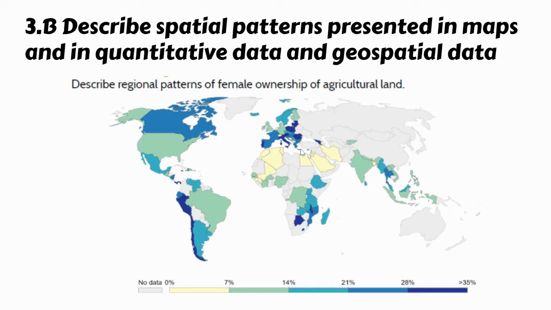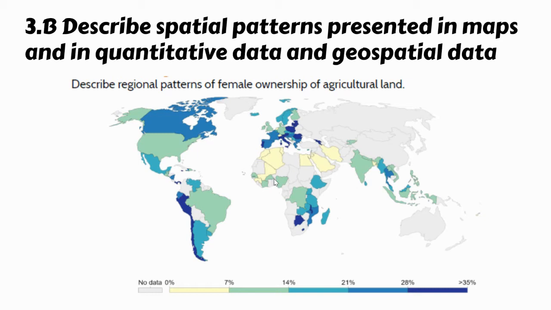And again, when you're describing, you're just telling what you're seeing, right? You're not explaining it. You're not telling me why those patterns exist. There's no because. You're just looking at this and telling me what you see, right? So if you're talking about regional patterns of female ownership of agricultural lands, you're going to highlight that in Europe there's more female ownership of land than, say, there is in Africa or in the United States or something like that.